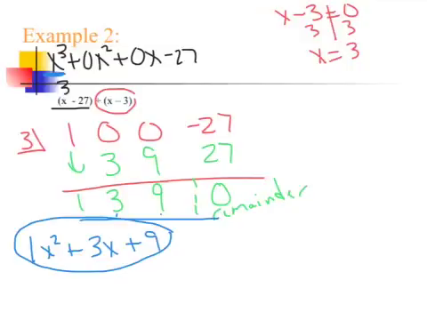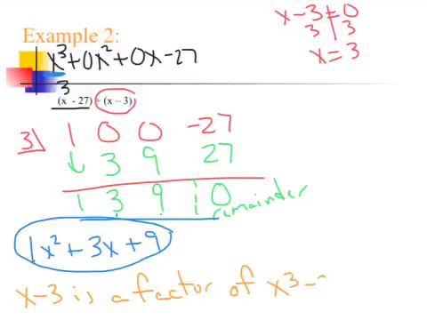And the other thing that we can say is that x minus 3 is a factor of x cubed minus 27. And the reason why it's a factor is because we have a remainder of 0.